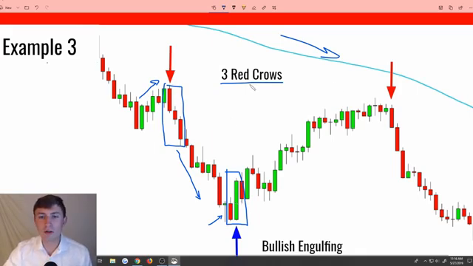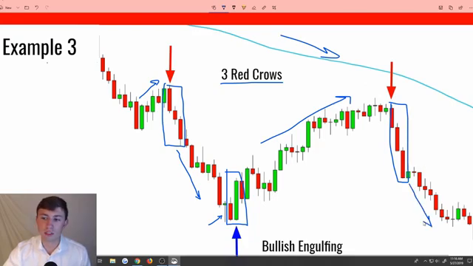Now, another red crow comes over here, right? We have three red crows right here as well. So we got a minor retracement in this overall trend. We had a pullback and we found three red crows printing there, which showed some continuation to the downside.